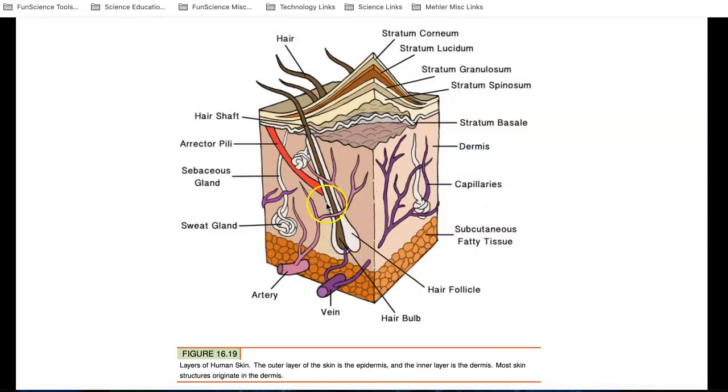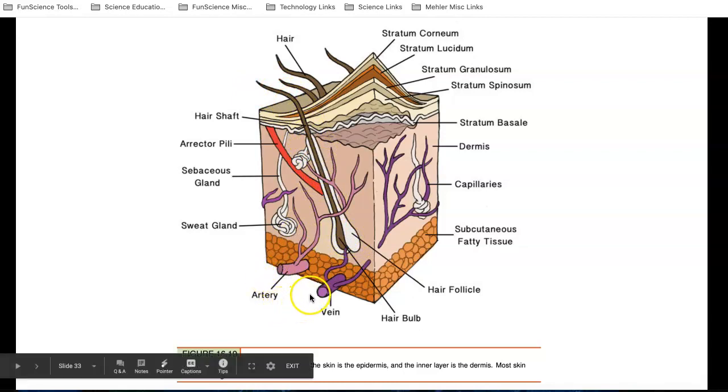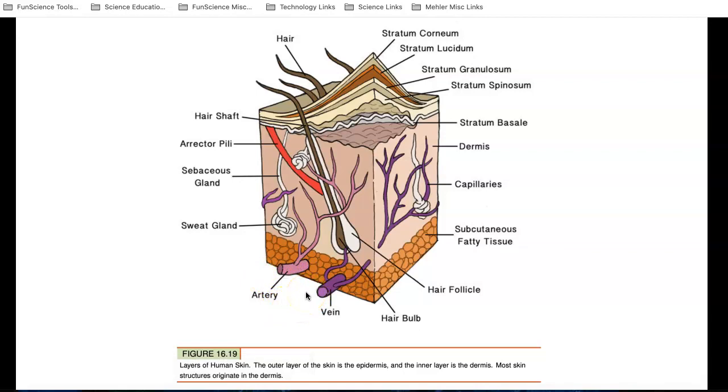Okay, for example, here is a hair shaft coming out from this cell down here. Notice we have an artery and a vein coming in to supply oxygen and take away waste product from all of those cells. We have a sweat gland down here. This part's the dermis. Up here's the epidermis. It's just an amazingly complex structure.